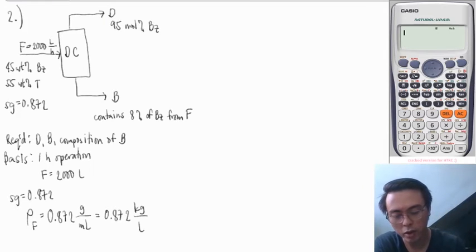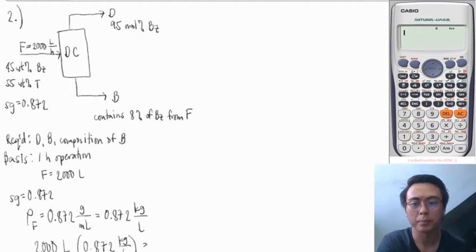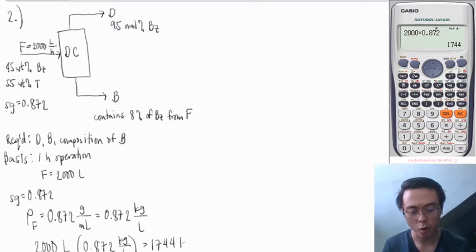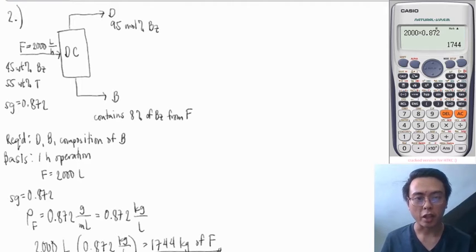Okay, so let's convert. You simply multiply 2000 liters of your F with the density 0.872 kilograms per liter. That's 2000 times 0.872. Okay, you have 1744 kilograms of the feed. Once we have that value, we can now start with the material balances.